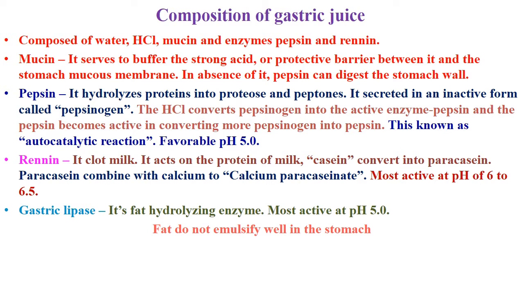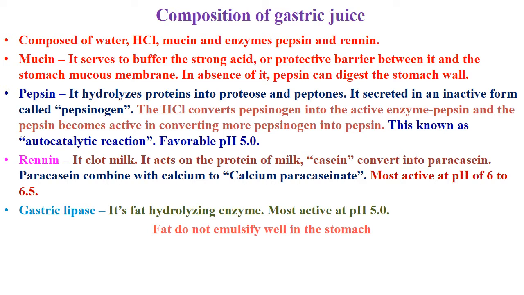Gastric juice is composed of water, HCl, mucin, enzymes like pepsin, renin, and gastric lipase. Mucin serves to buffer the strong acid and acts as a protective barrier between it and the stomach mucous membrane. In the absence of mucin, pepsin can digest the stomach wall.